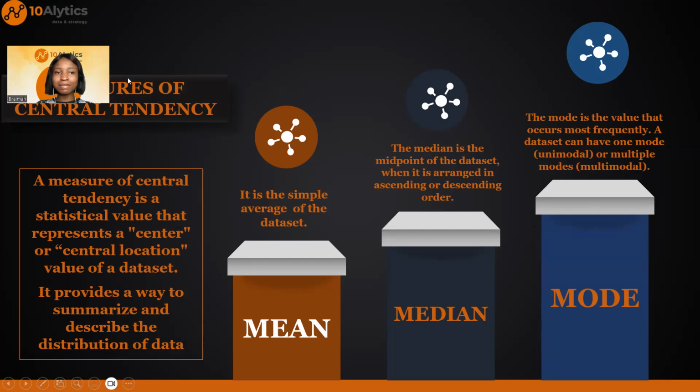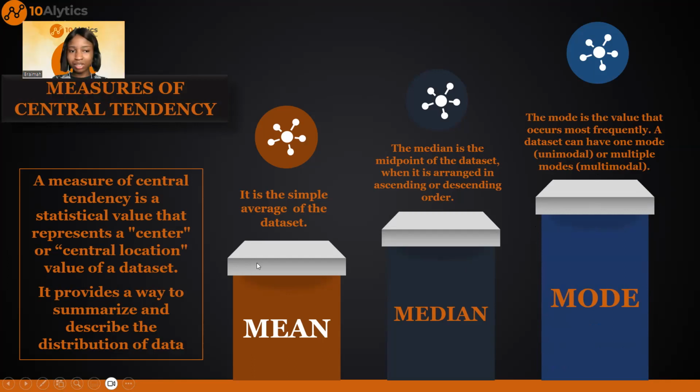So these are the measures of central tendency. You have your mean, you have your median, and you have your mode. They are basically just used to summarize your entire data set and describe the distribution of your data.